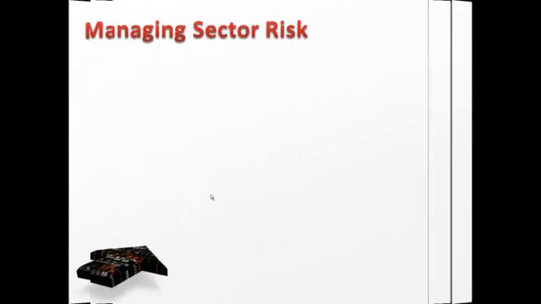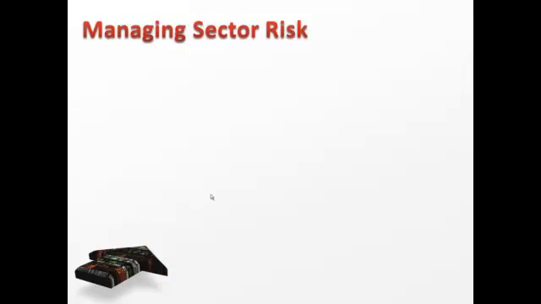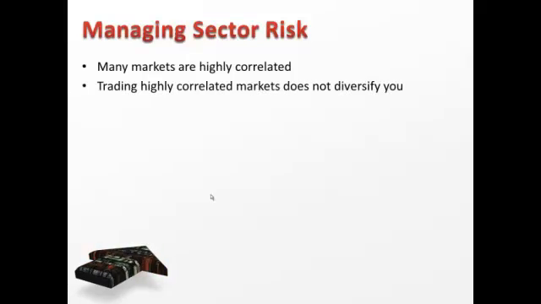Okay, moving right along here, I want to move on to sector risk and how we should manage and control our sector risk. And the point that needs to be made here is that many markets are very highly correlated. Let's look at the stock market, for example. People a lot of times will trade a whole lot of different stocks and think they're diversified, but the fact of the matter is that if the market as a whole comes crashing down, generally speaking, all the stocks come crashing down too. And diversification really didn't mean a whole lot because in most cases many of those stocks were highly correlated. And it's the same in futures.